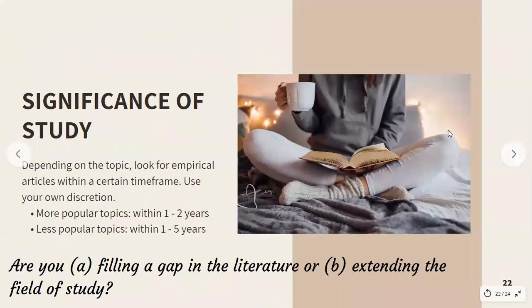Okay, when we also do our study and you're writing your literature review, you want to make sure that you have some reason to do it. You want that significance in your study. It's not good enough to just say, I want to do the study. We need to have a purpose. So as you look through your articles, and I recommend looking at a specific time frame again, if it's a common topic, you might look within 1 to 2 years. If it's a less popular topic, you may need to expand that up to 5 years or more.